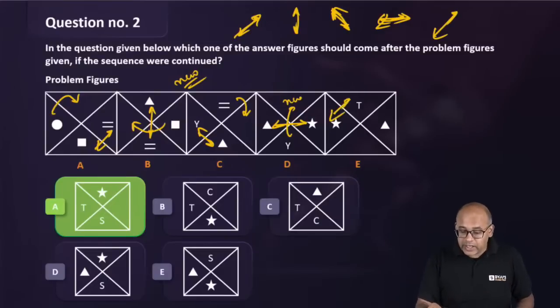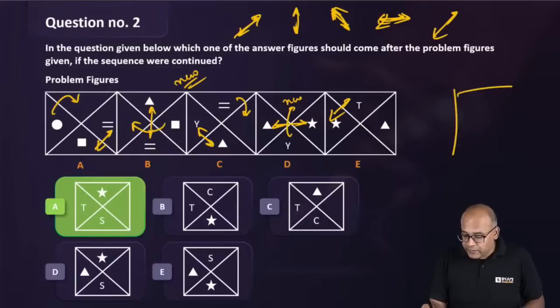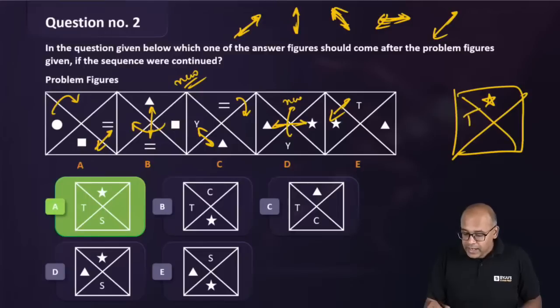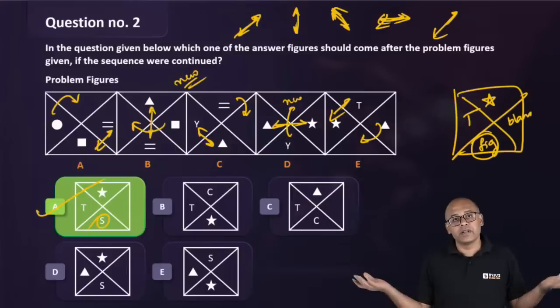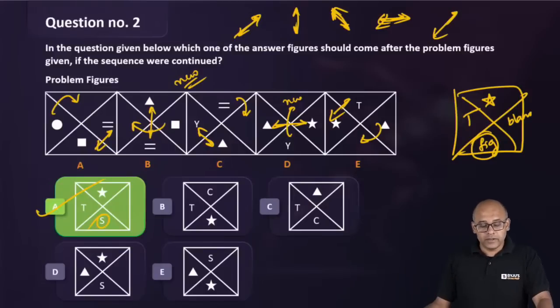So these two should get exchanged, and I should be getting a figure like this. This should be a star, this should be a T, and this should get over here. So this should be blank and a figure here. Which one has it? You can clearly see star and T is there only in A. And the new figure is S. Clear? That's it. Okay?